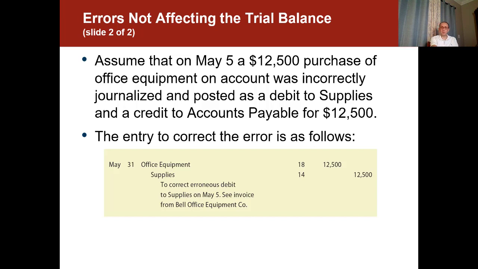Okay? So we have $12,500 on each side, and we have this brief explanation that says to correct an error, the error that we had for supplies by the debited supplies on May 5th. And then we have an invoice that shows that the asset purchased was office equipment.